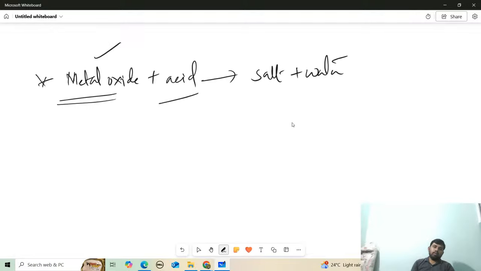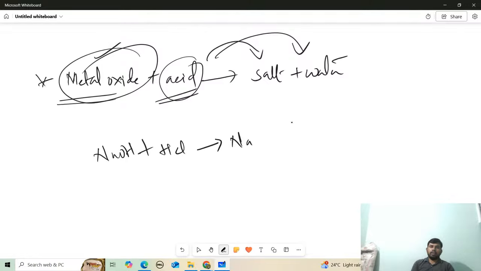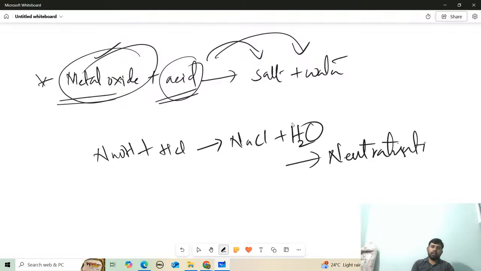You know very well, with acid it gives salt and water. And what may be the nature of the metal oxide? We discussed that with acid it gives salt and water. We discussed NaOH plus HCl gives rise to NaCl plus H2O. This reaction we call neutralization reaction.